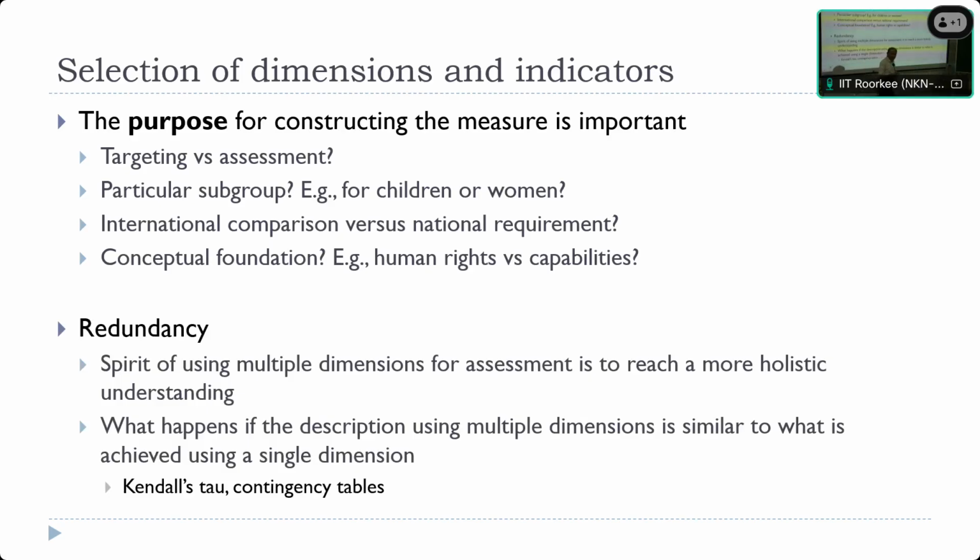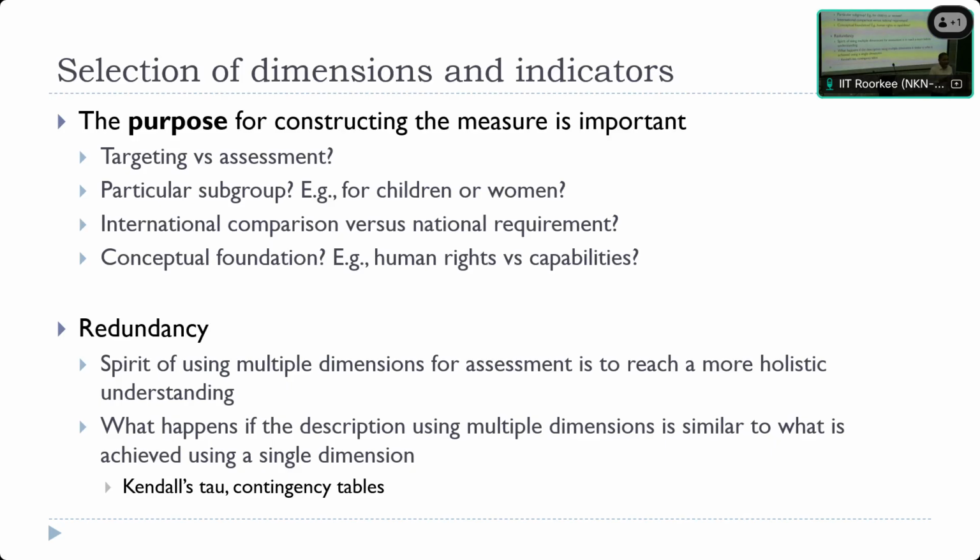Now, there is this idea of redundancy, and that has been discussed heavily for many of the composite indices. HDI, for example, has been heavily criticized for being a redundant index. There is a big literature around the 1990s claiming that HDI is a redundant index. Why? The idea is that you use multiple dimensions because they capture different things.